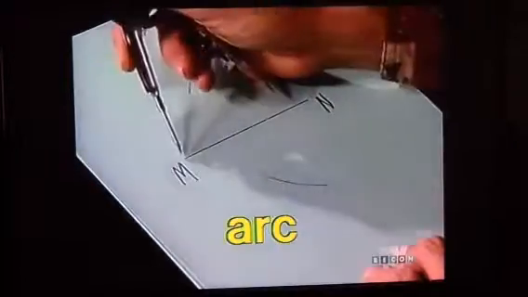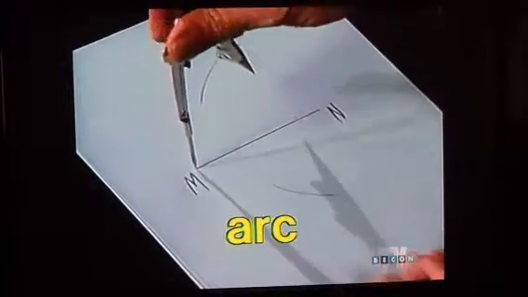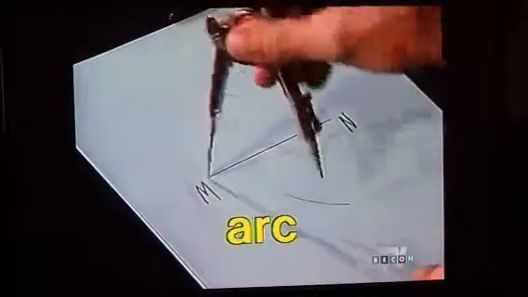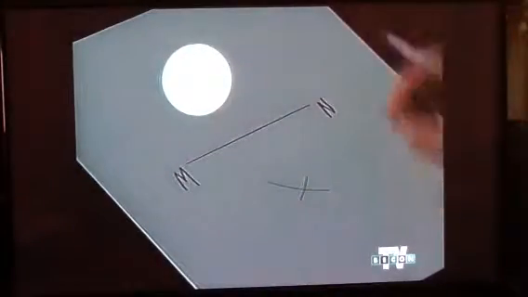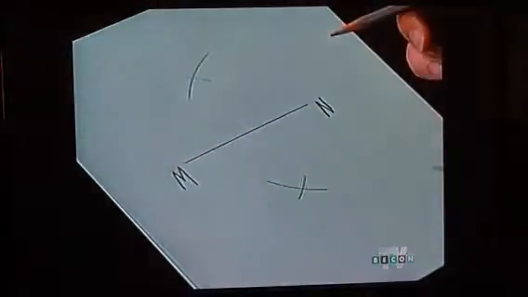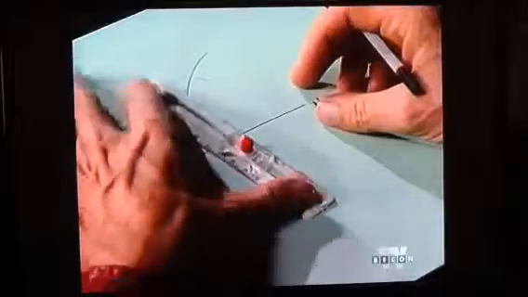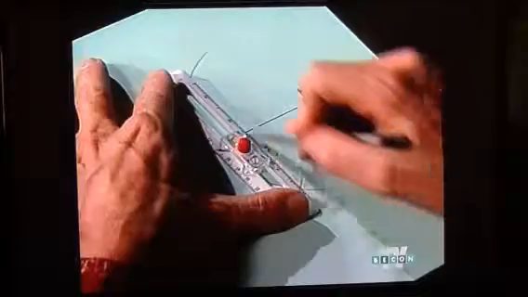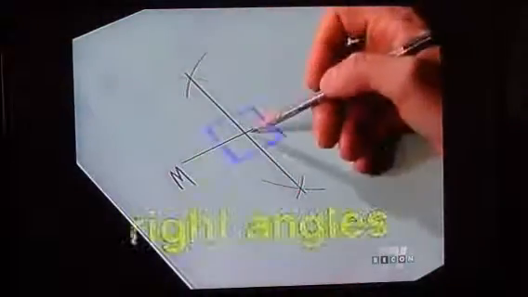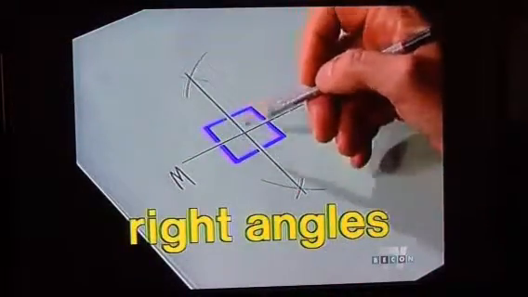Now, we move the compass to the other endpoint, don't let it move, and draw arcs above and below the segment. Good. You made sure you didn't move the compass? Now, again, we have intersecting arcs, both above and below segment MN. Using our straight edge, we connect the intersecting arcs. Where these lines intersect, we've created 4 right angles. Each one is 90 degrees.